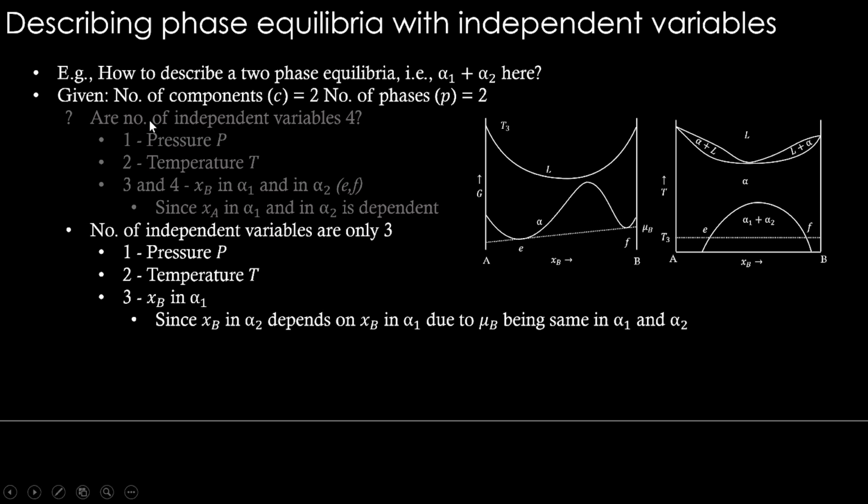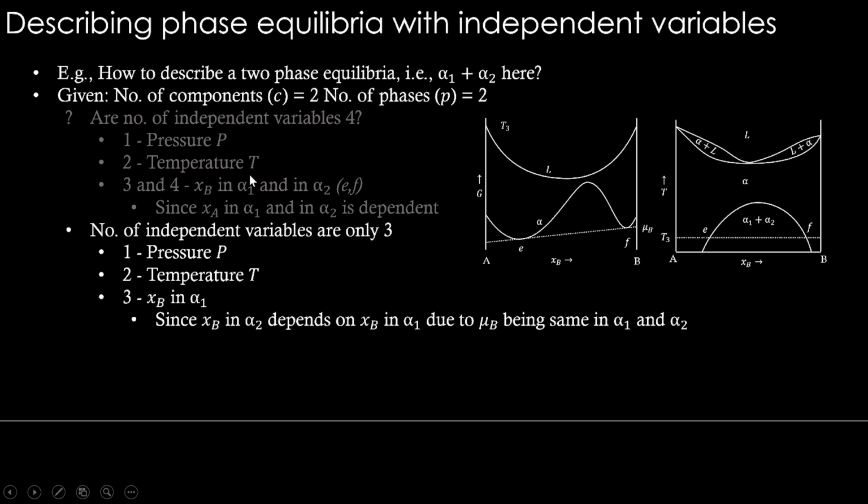Now there is something in gray color here, which is actually not the right answer, but this is where we start. Our number of independent variables is 4. Why are we asking this? Because we know pressure is one independent variable. Of course, we are keeping pressure as constant in these phase diagrams, but it is still a variable which can affect the phase equilibria. So we have to say pressure is one variable, and temperature of course is another variable.